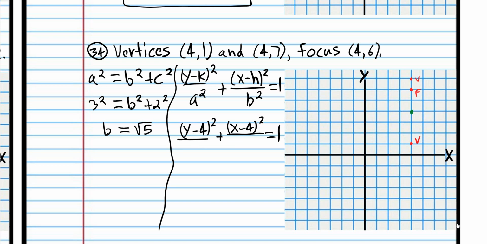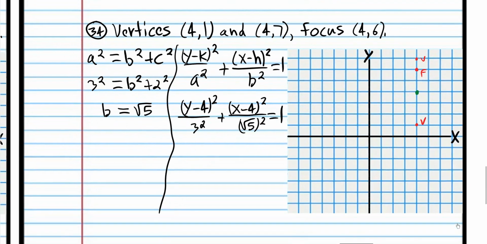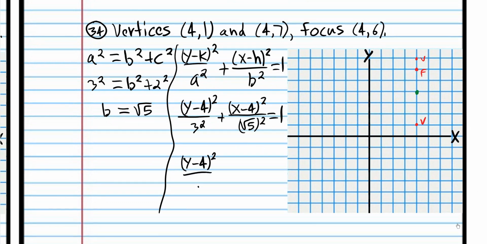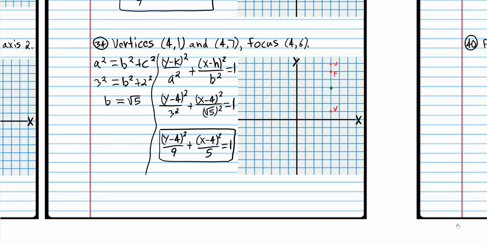And A is 3 and B is root 5. We found that over here. So then we have y minus 4 squared over 9 plus x minus 4 squared over 5 is equal to 1. And there you go. So now we found B.